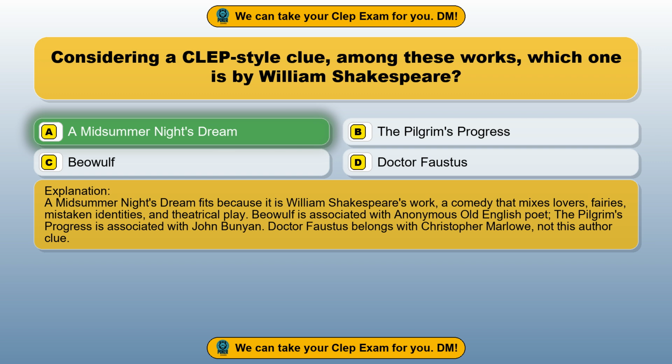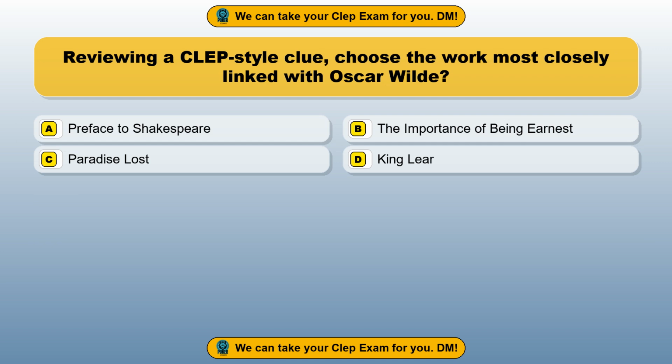Beowulf is associated with an anonymous Old English poet. The Pilgrim's Progress is associated with John Bunyan. Dr. Faustus belongs with Christopher Marlowe, not this author clue. Question 93. Reviewing a CLEP-style clue, choose the work most closely linked with Oscar Wilde.